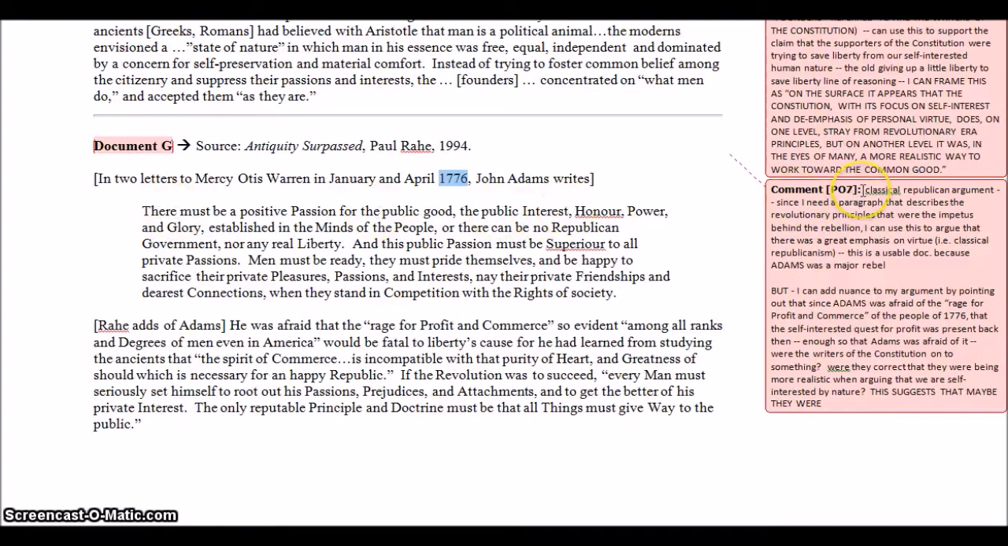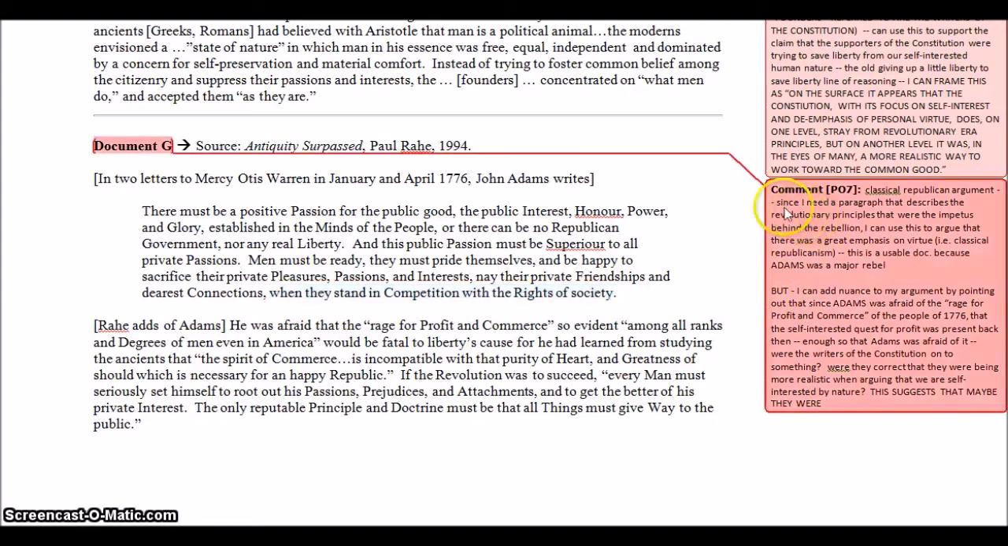But his letter to Mercy Otis Warren is a classical Republican argument. You know, there must be a positive passion for the public good, the public interest, honor, power, and glory, yada yada. And this public passion must be superior to all private passions. That's the old Republican argument that people should be able to sacrifice private good for public good, for common good. Men must be ready to pride themselves and be happy to sacrifice their private pleasures when they stand in competition with the rights of society or the common good.